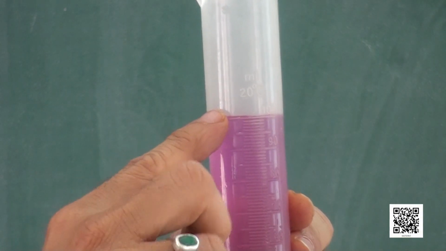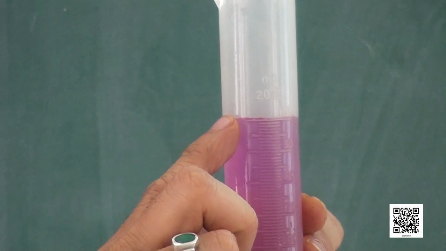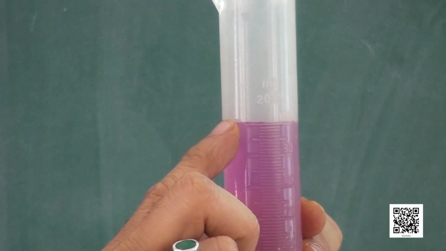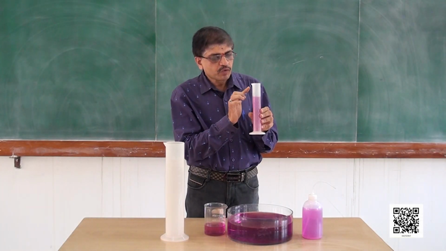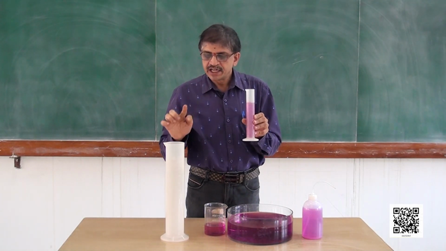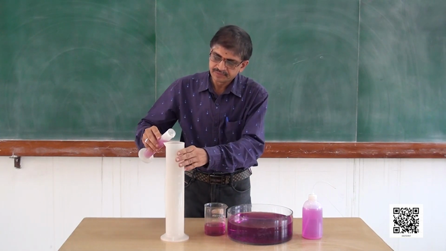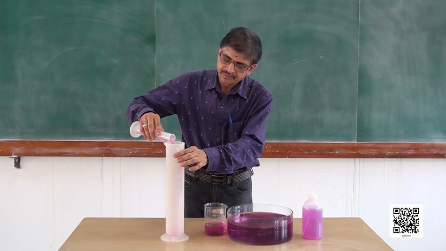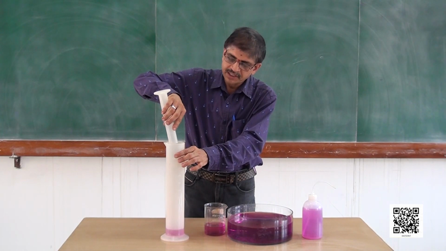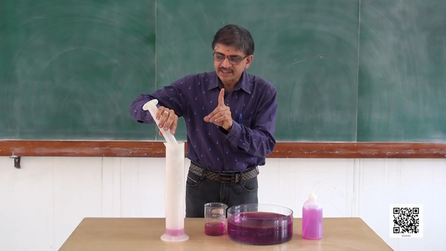Please observe here. In this cylinder, water level reached up to 100. So, this is 100 milliliters. Now, we transfer this 100 milliliters into this 1000 milliliter cylinder. Please remember, I poured once.